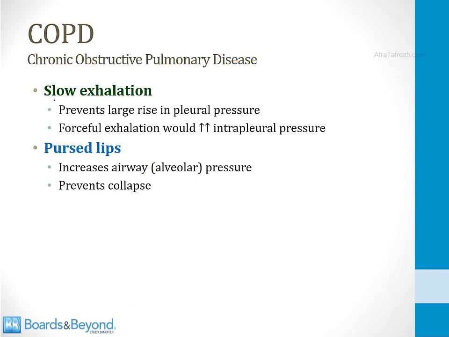The first thing they do is they slowly exhale. This prevents the pleural pressure from rising significantly, because if they breathed more vigorously, the pressure would rise and the airways would collapse. So by doing a gentle, slow exhale, those pleural pressures never get so high that they can collapse the lungs. The second thing they do is they purse their lips.